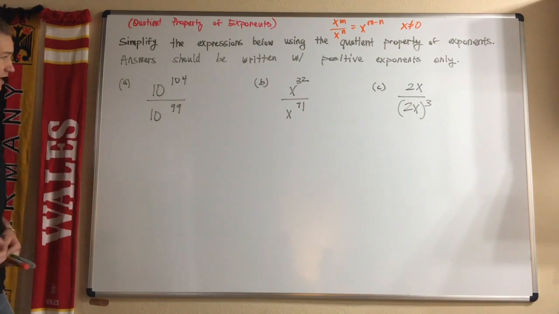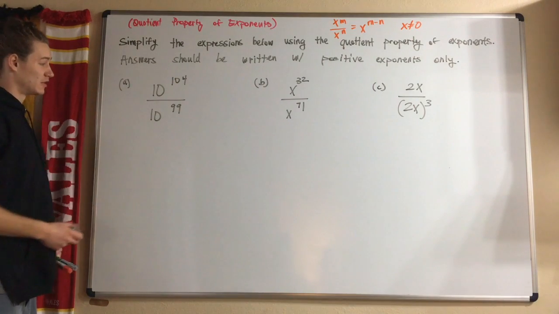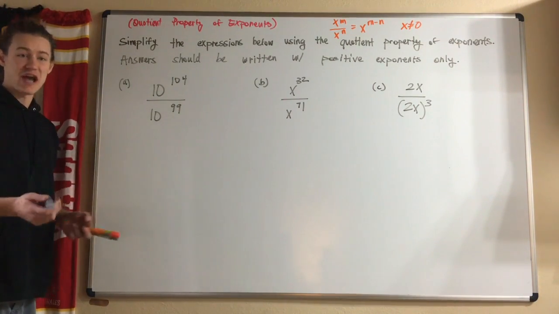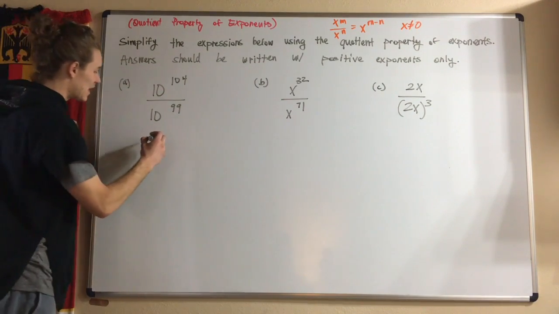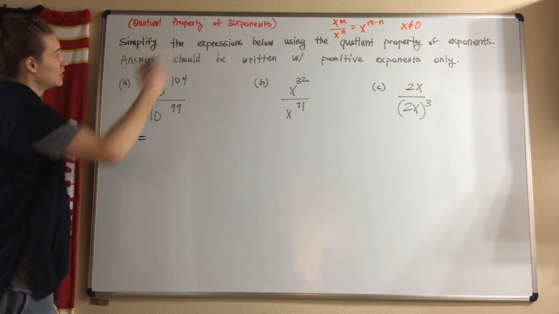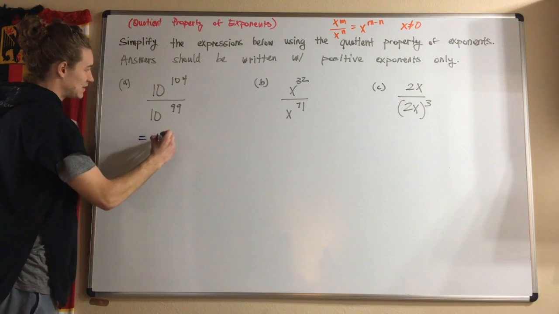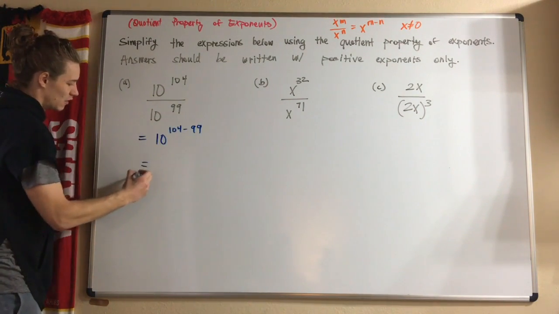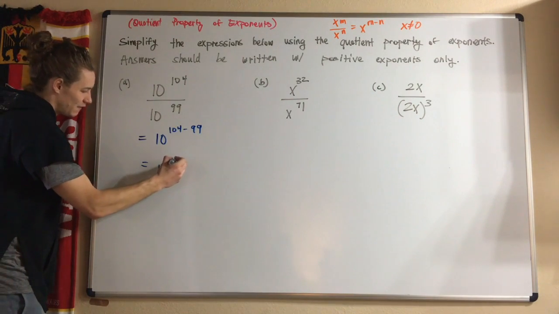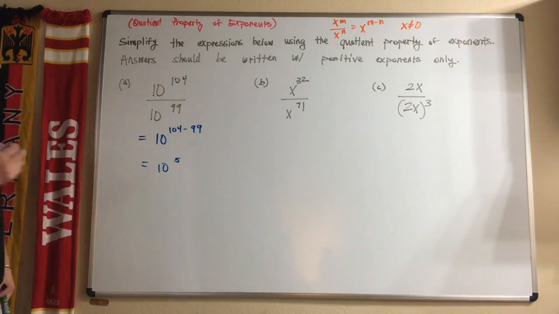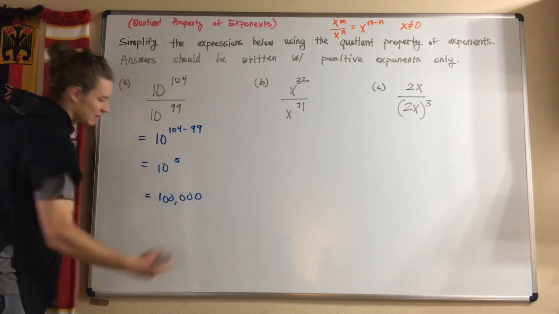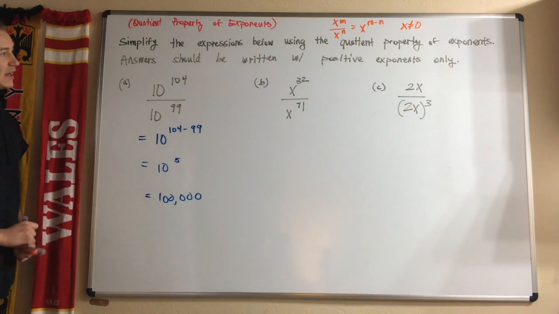So this problem here, we have 10 to the 104 divided by 10 to the 99. See, we have a quotient of powers, so we're going to subtract exponents. See that I could rewrite this using the quotient property of exponents as 10 to the 104 minus 99, or 10 to the 5 if I do a little simplification. Now 10 to the 5 is 100,000, so I'm going to put that there. I've simplified my solution, and I'm done.